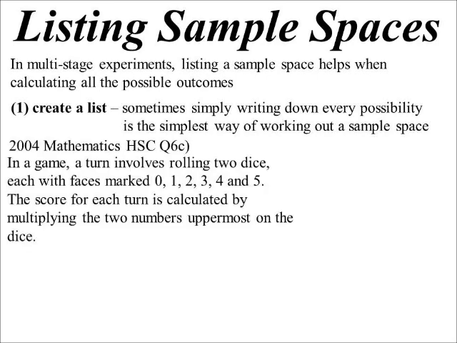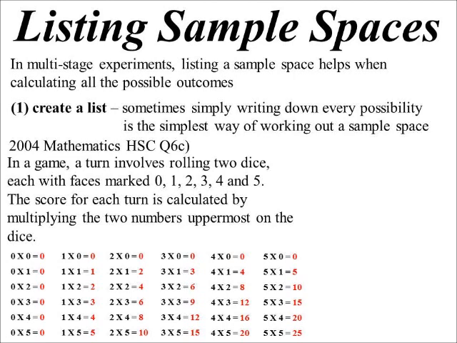Here's one from the 2004 HSC. So we've got a game. It's an interesting dice. Instead of going 1 to 6, it's going 0 to 5. The score for each turn is calculated by multiplying the 2 numbers uppermost on the dice. Okay. So I'll just list the sample space. There's 36 different things that could happen. I could get a 0 and a 0, so the score would be 0. 1 and a 0 would be 0, and so on and so on. I could work out each particular outcome.